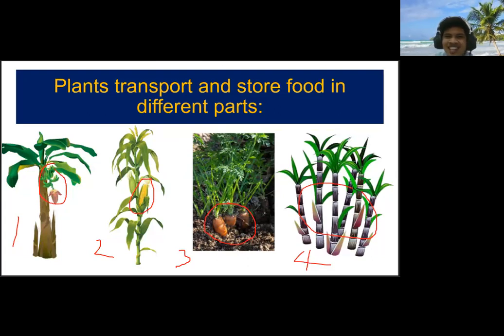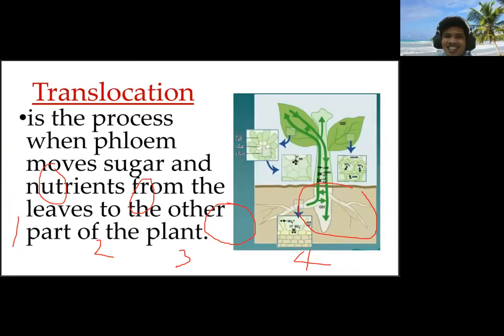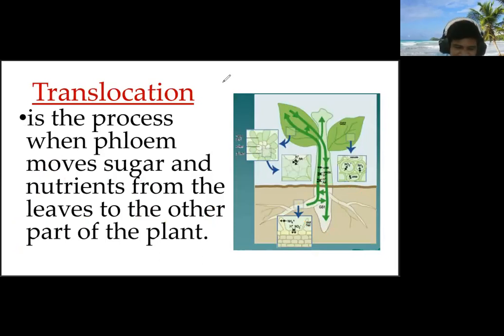Thank you for trying. Let me go back. It's called translocation. Translocation is the process when phloem moves food like sugar from the leaves going to the fruits, the seeds, the roots, and the stem. We call that translocation.